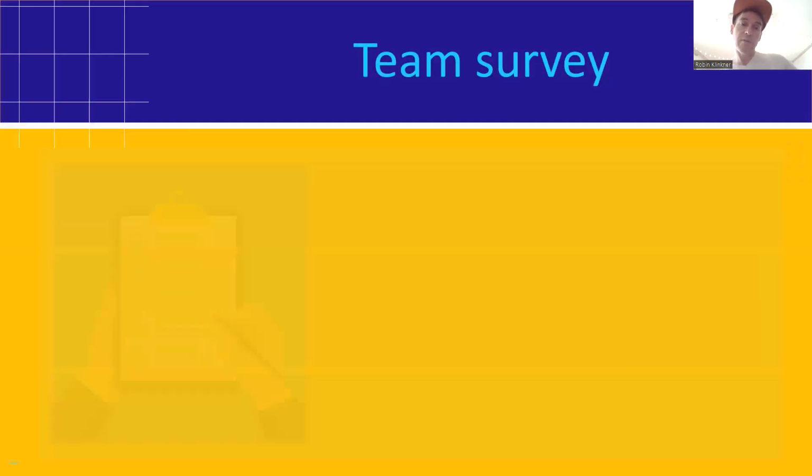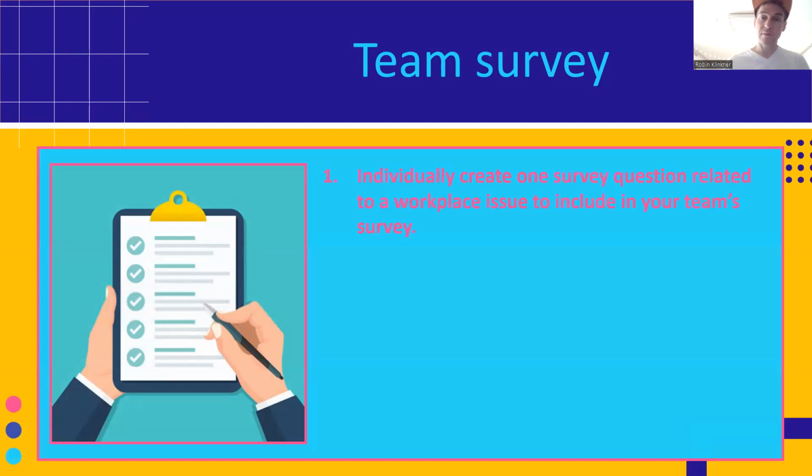Okay, so your team survey. Individually, to create your team survey, you, along with all of your group members, will create one survey question related to a workplace issue. So a few slides ago, I went over different things to consider when thinking about aspects of a job. You're going to combine each team member's questions to create your team survey. Therefore, at the end of that, everybody in your team will have the same survey. Then you'll split up and interview employees from other teams, A's with A's, B's with B's, C's with C's, T's with T's. Come together, compile the data.